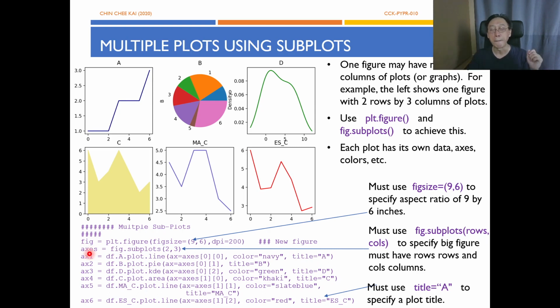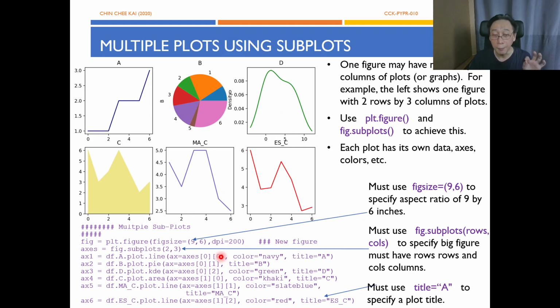Axis is going to be an array, actually a list of lists, right? So axis will have two items, which are themselves lists of 3 items, and each item is an axis. So for example, to refer to A here, this is the first row, right? So it's axis square bracket 0, the first one. It returns a list of 0, 1, 2. So the first row has 3, right? We want the first one. So square bracket 0 again.